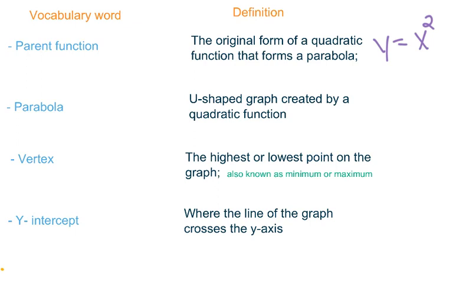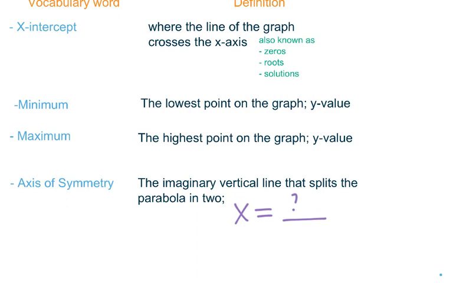We have vertex, which is the highest or lowest point on the graph. It's also known as the minimum or the maximum. And then we have our y-intercept. We're familiar with that vocabulary word where the line of the graph crosses the y-axis. Next, we have x-intercept. We've seen this vocabulary word before. X-intercept, opposite of y-intercept, is where the line crosses the x-axis.